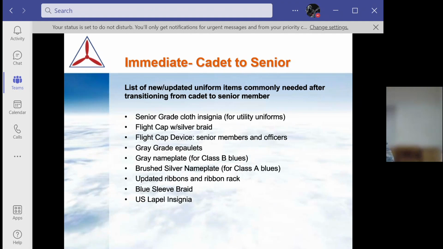And then US lapel insignia. NCOs have the circle around the US, and officers do not. That's the same in the Army. Yes, I remember that.